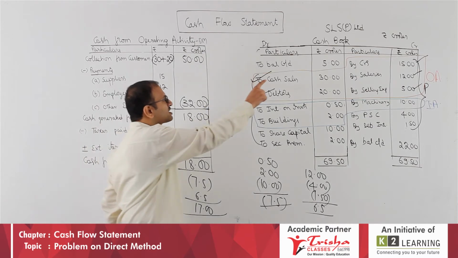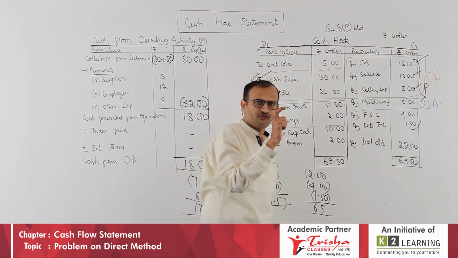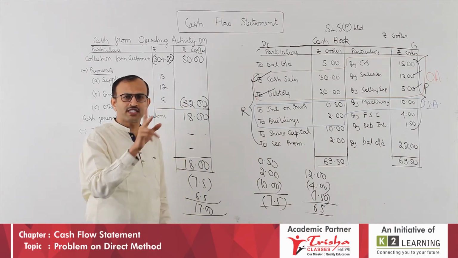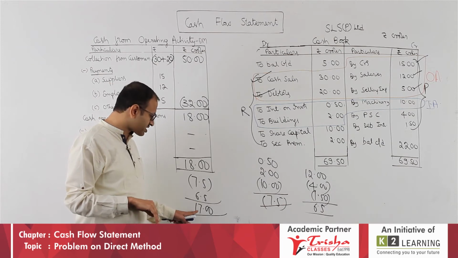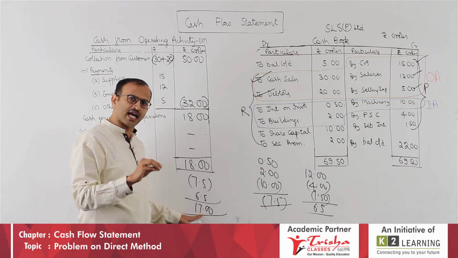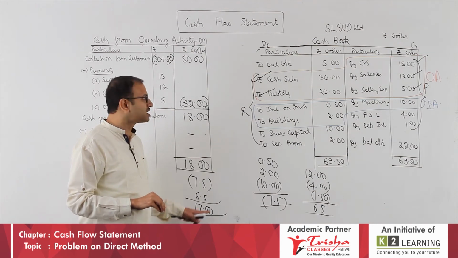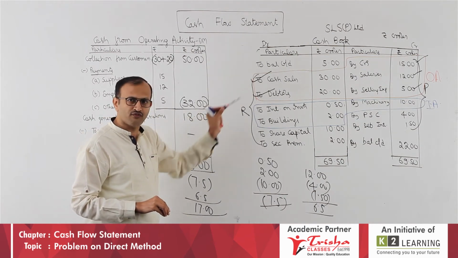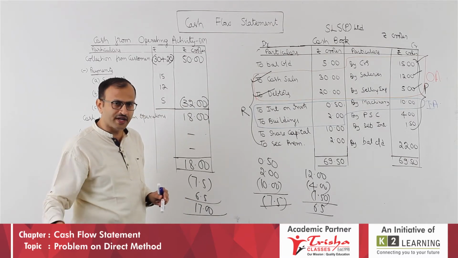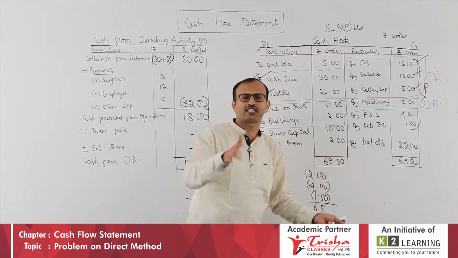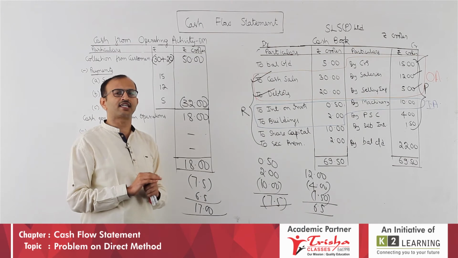Is it right? What is the opening balance? 5. What is the closing balance? 22. What is the difference? 17 is the difference. So, that's how you reconcile. 17 you got increase in cash and cash equivalent. For this you have to add opening cash and bank balance. What is the opening cash and bank balance? 5. 17 plus 5, what should be the closing balance? 22. Is it the same answer? Yes, that is how you reconcile it. At the end, you have to reconcile for cash and cash equivalent.